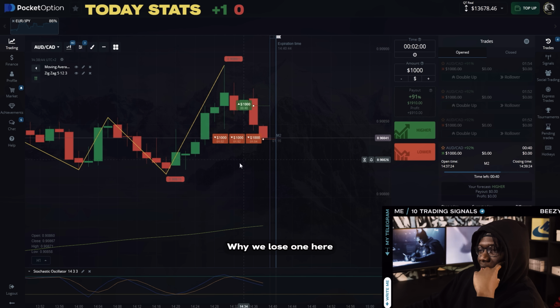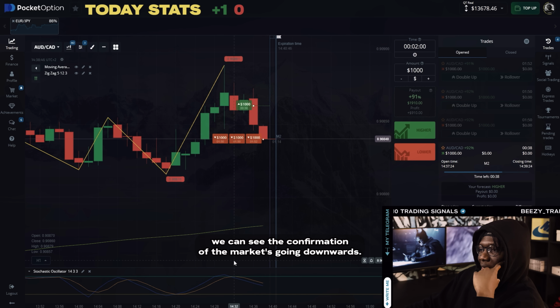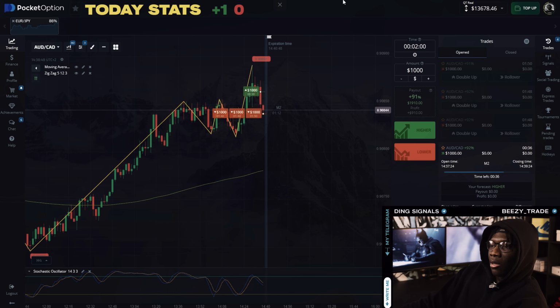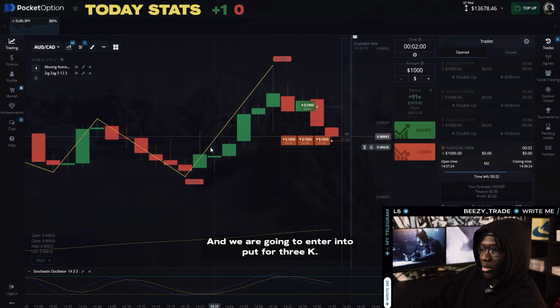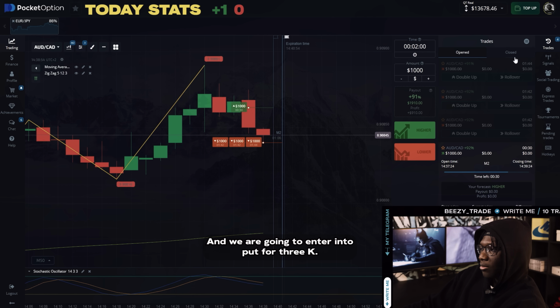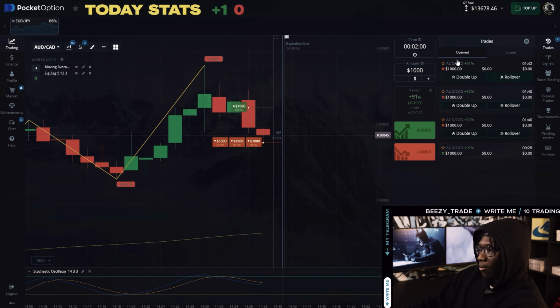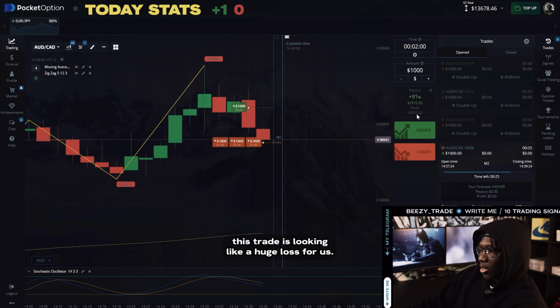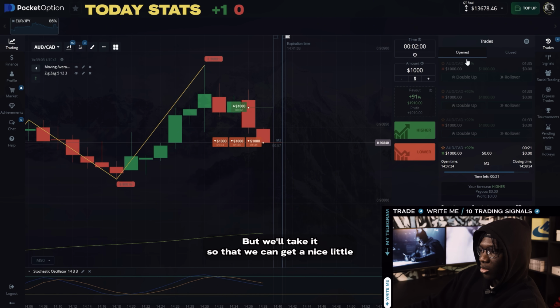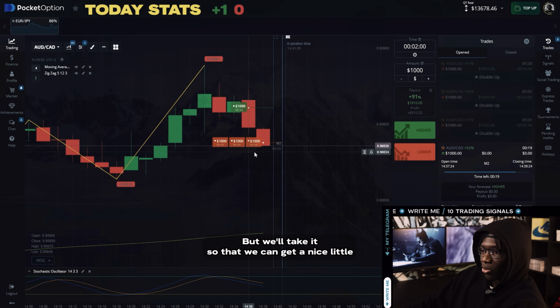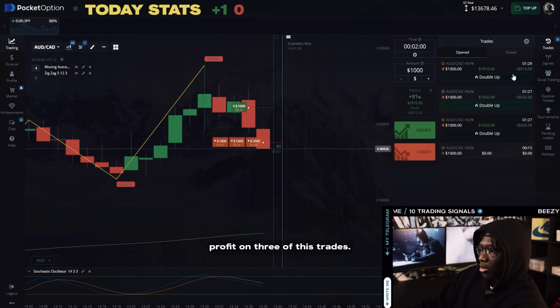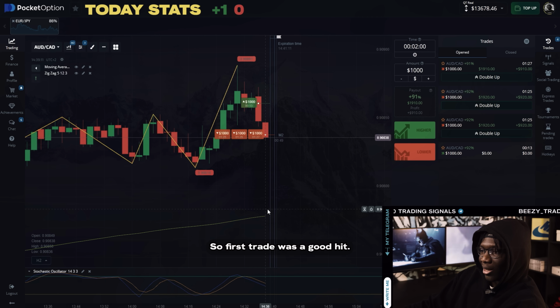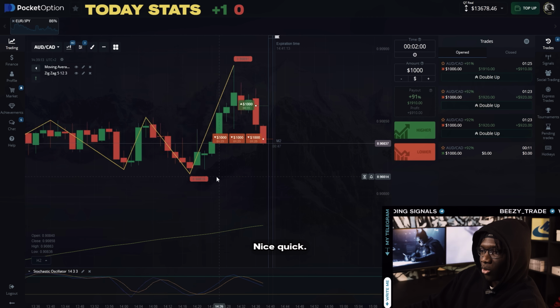While we'll lose one here, we can see the confirmation of the market going downwards. So we're gonna put our money where our mouth is, and we are going to enter into a put for 3K. So right here, this trade is looking like a huge loss for us, but we'll take it so that we can get a nice little profit on 3 of these trades. So the first trade was a good hit, nice, quick.